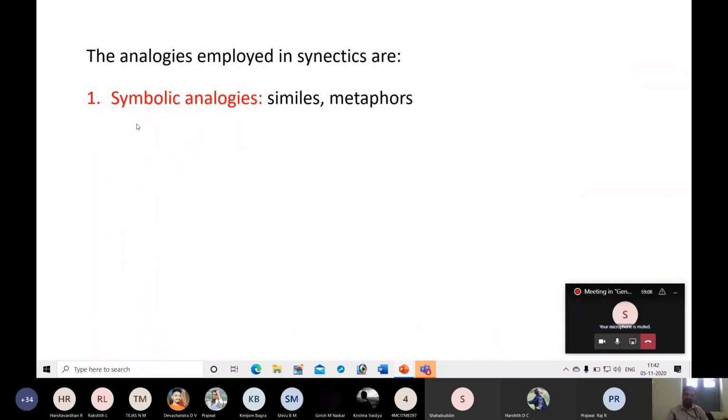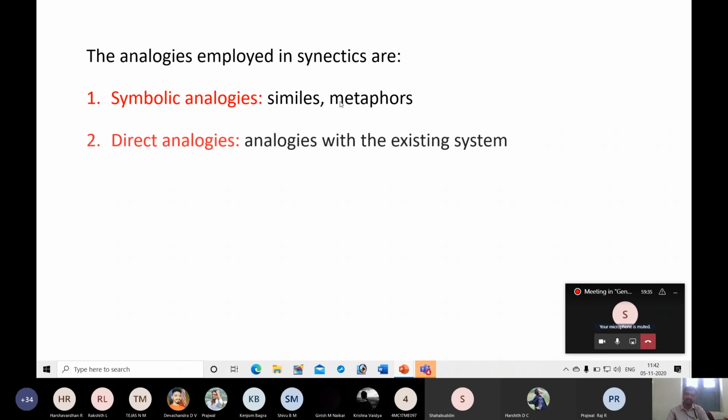In the case of symbolic analogies, instead of searching for solutions to the actual problem, you try to search for solutions for similar problems. So that is the symbolic analogy. Instead of finding solutions to the actual problem, you try to solve similar problems. That is the symbolic analogy, which makes use of similes and metaphors. Next, direct analogies. Direct analogies means here we are considering the actual problem, analogies with the existing system. That means analogy with the actual problem.